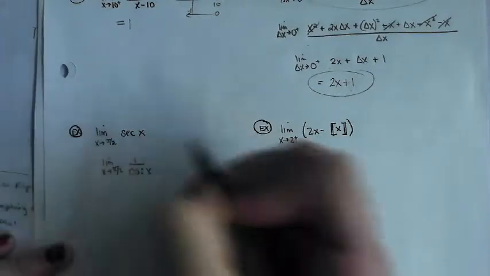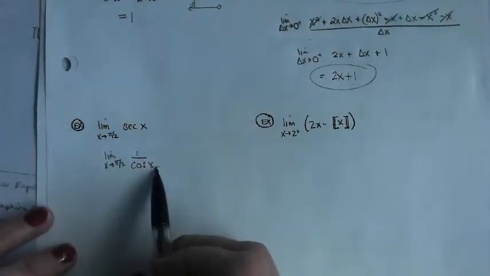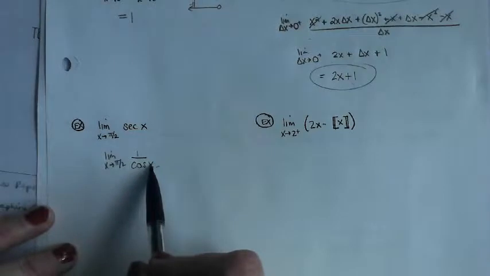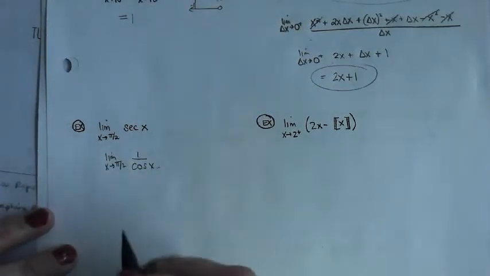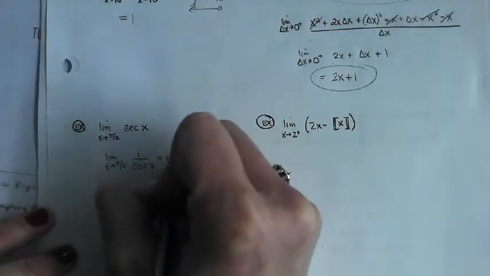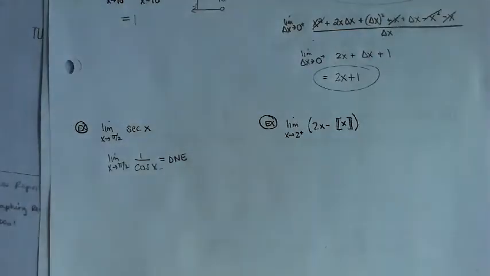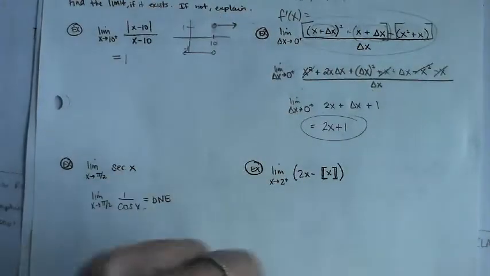So when you go to plug in pi over 2, what's the cosine of pi over 2? 0. And what's 1 over 0? Does not exist. What is the reason, knowing what you know about the graphs of secant, that this does not exist? Right, there's an asymptote at pi over 2. And I'm talking about that because it does say if not, explain.